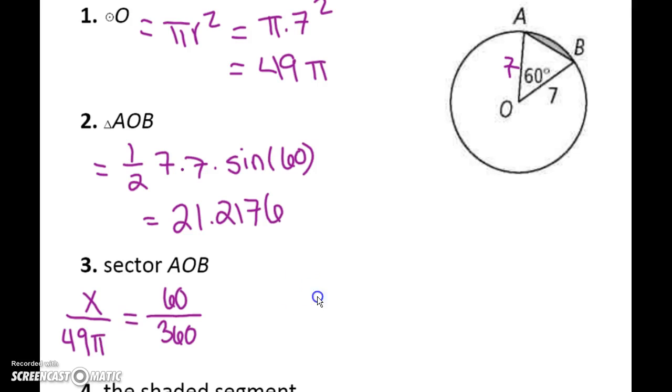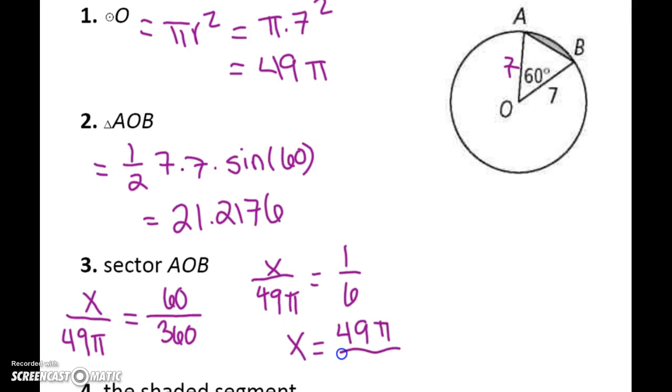Now I'm going to go ahead and reduce this to make my life ever so slightly easier. X over 49 pi equals 1/6. And I end up cross multiplying. X equals 49 pi over 6. That cannot be reduced, and that's in the exact form, so I'm going to leave it just like that.